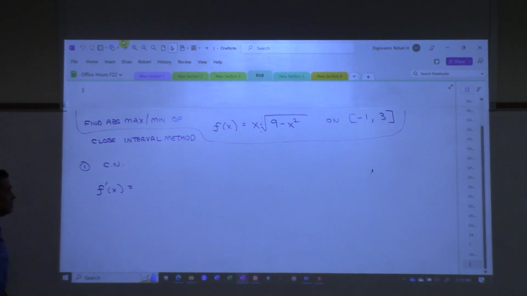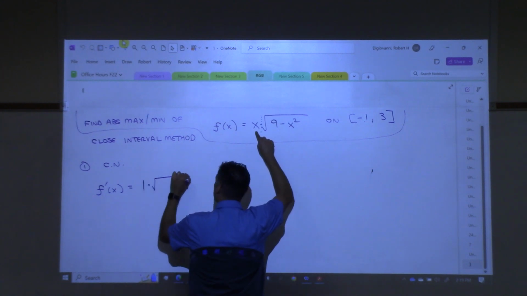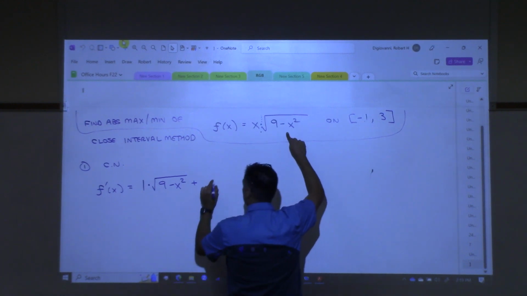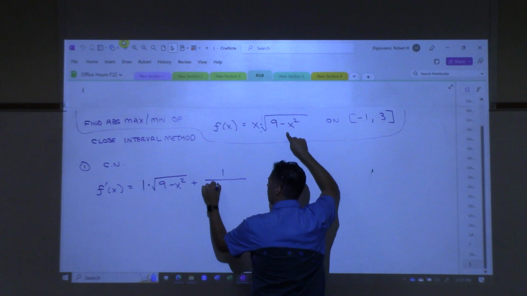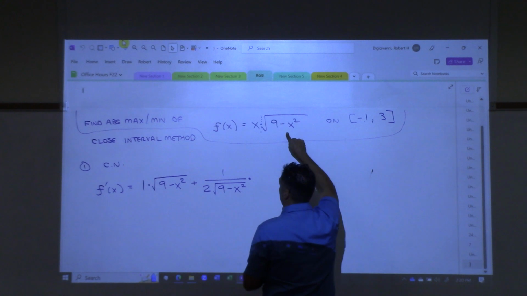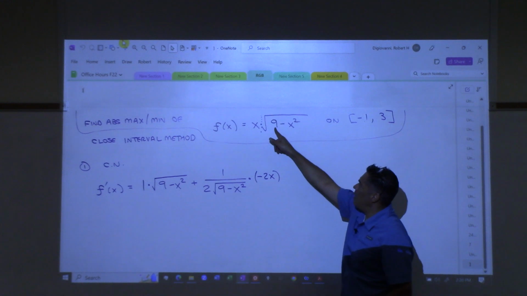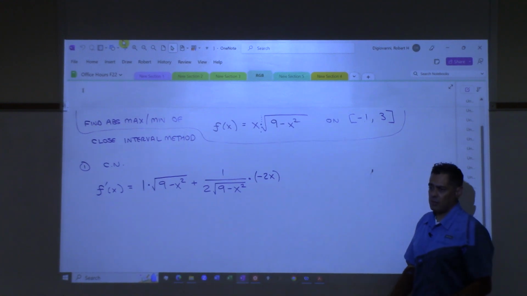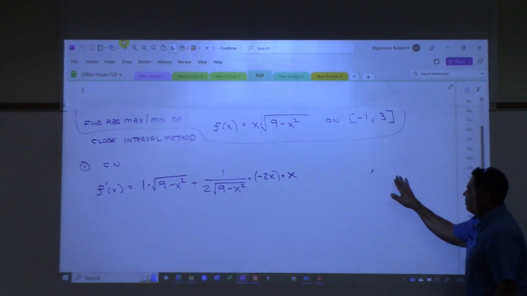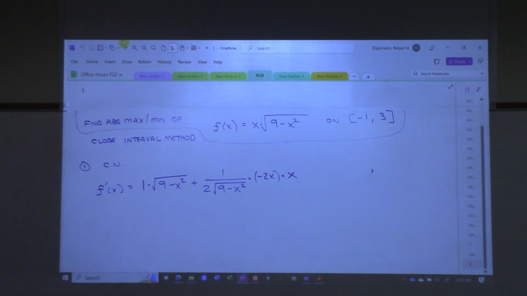So let me run through this. The derivative of the first one is 1 times the second, 9 minus x squared to the 1/2. Now the derivative of the square root of something is 1 over 2 square root of whatever that was, times the derivative of what was under there. This is where the chain rule comes in. The derivative of 9 is 0, the derivative of negative x squared is negative 2x, and then times x to finish off the product rule. I'm going to cancel the 2's, so it's negative x squared.